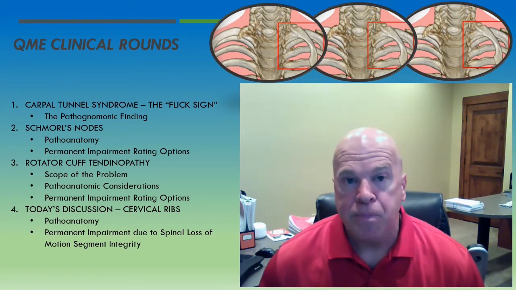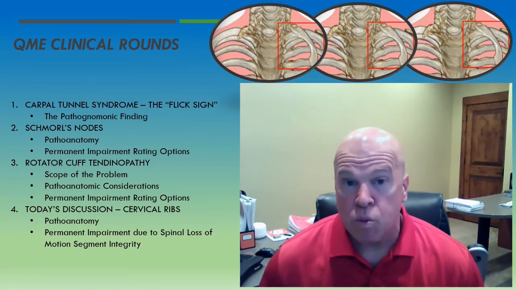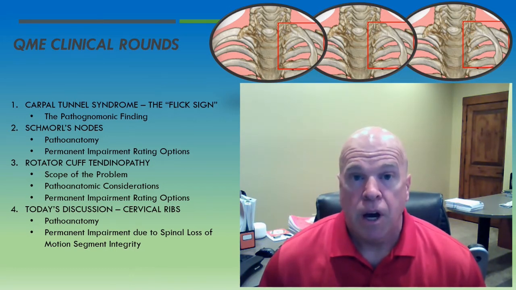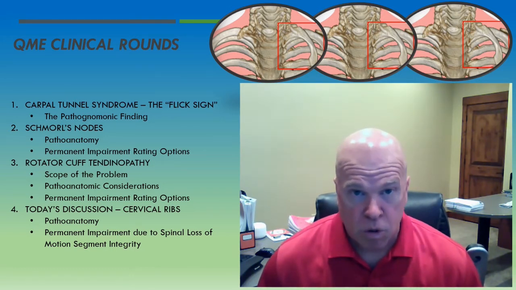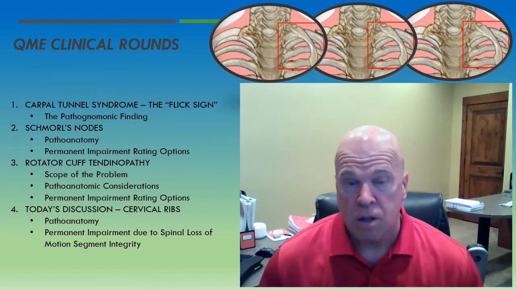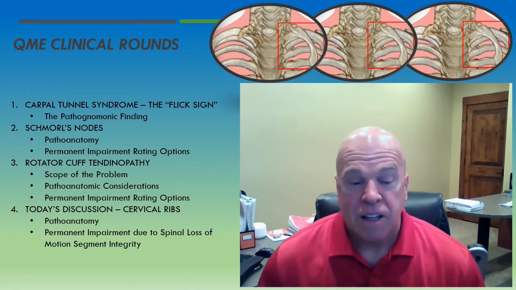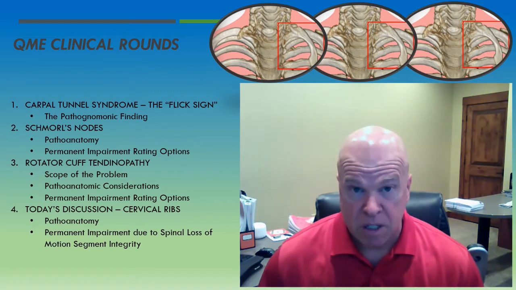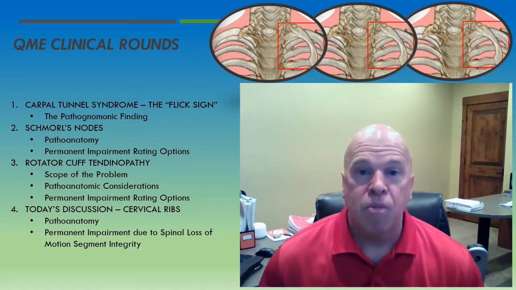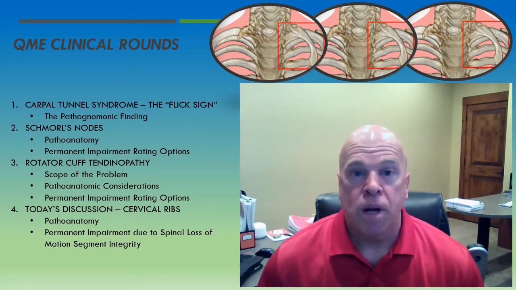So what I want to do today is share with you a case where an injured worker suffered a cervical spine injury as a result of a front impact auto accident. And lo and behold, on X-ray study, the examinee was demonstrated to have the pre-existing condition of bilateral cervical ribs.